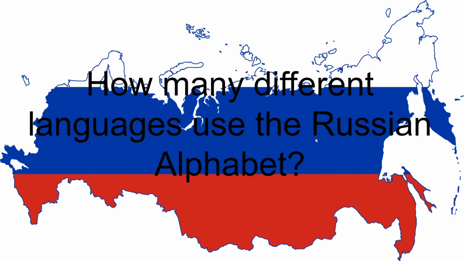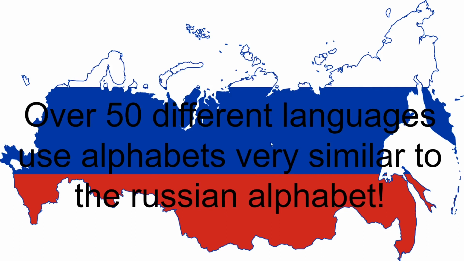Moving on, how many different languages use the Russian alphabet? So over 50 different languages use alphabets very similar to the Russian alphabet, or the Cyrillic alphabet, including Kazakh and Belarusian and other languages like Ukrainian. A lot of the other alphabets of the other languages add the odd letter or take away the odd letter. Usually they just add the odd letter. But yeah, just a fun fact.